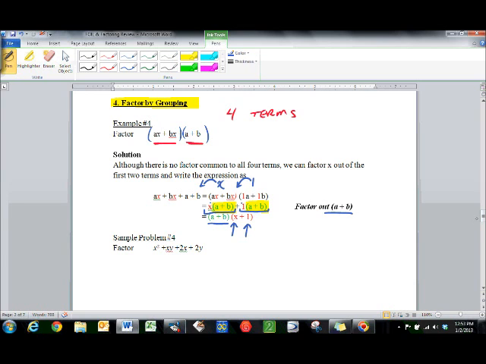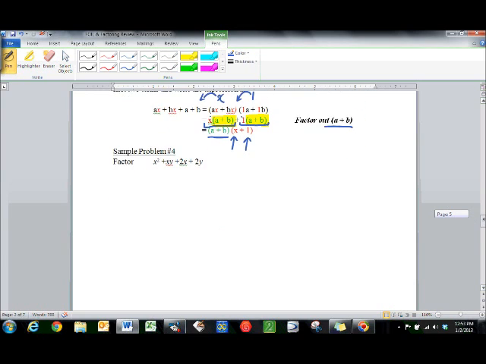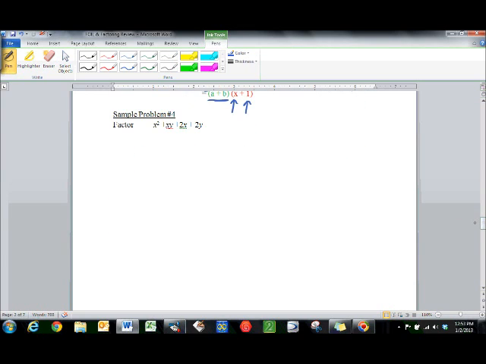So let's take a look at an example here. Go ahead and stop the video and try sample problem 4. See if you can follow the process that I went through in the earlier example, and see if you can factor these into two binomial parts.